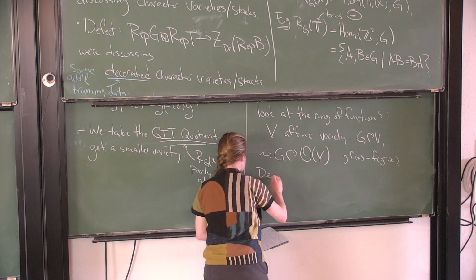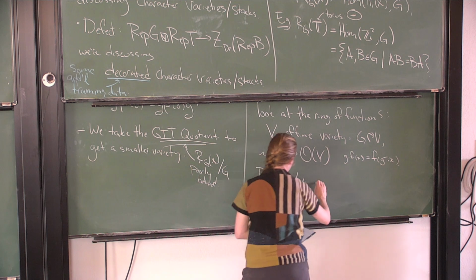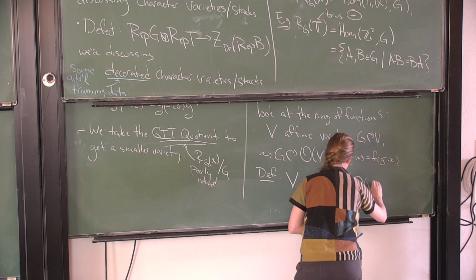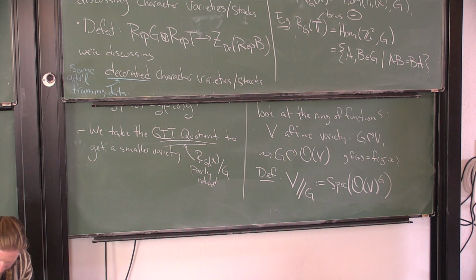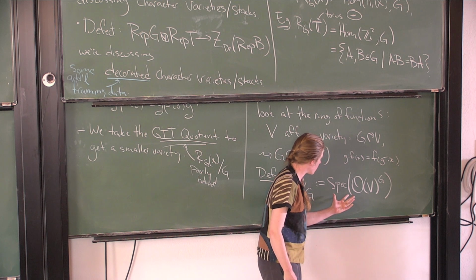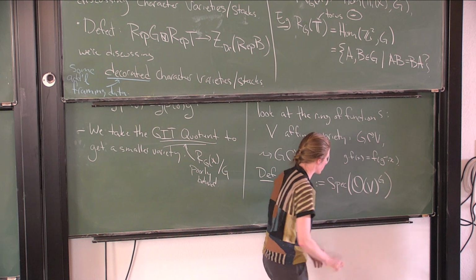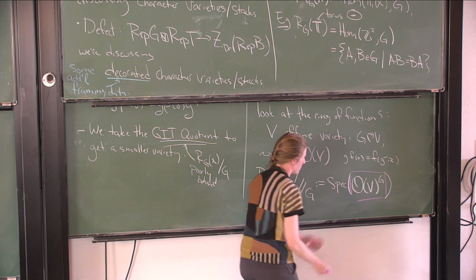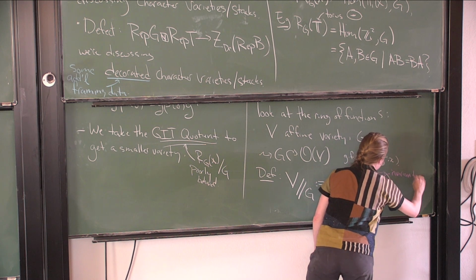And here's my definition. V, I'll use two bars here, V double slash G, is going to be the spectrum of O(V) to the G. Which is to say, the spectrum is a way of taking a ring and saying, I want the space whose functions are this ring. So the important thing for us will be that the functions on the GIT quotient will be this invariant subring.